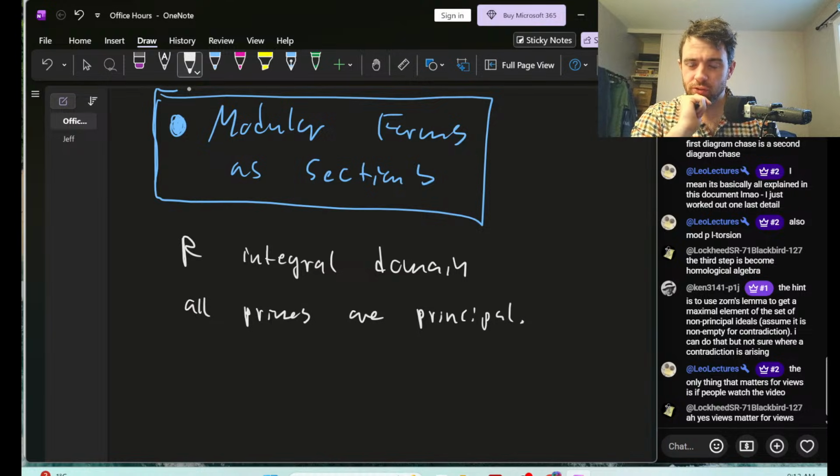The hint is to use Zorn's lemma to get a maximal element of the set of non-principal ideals. And assume it's non-empty for contradiction. I see.